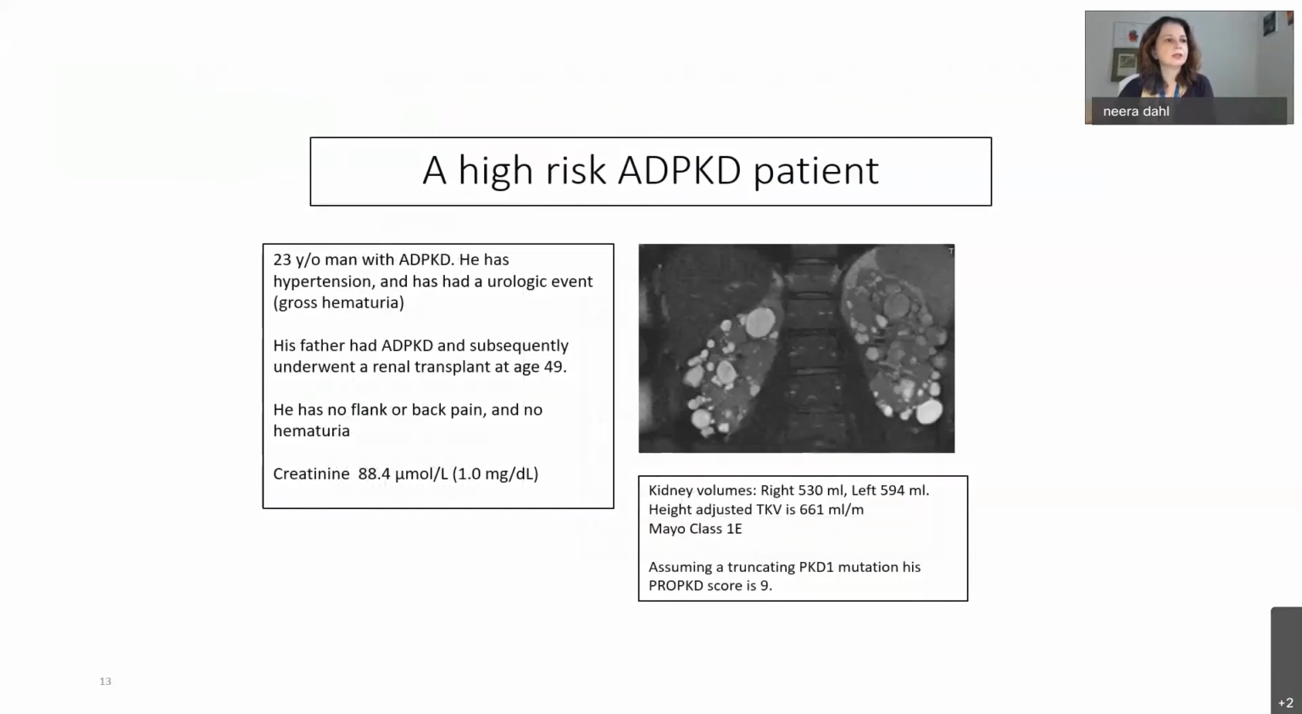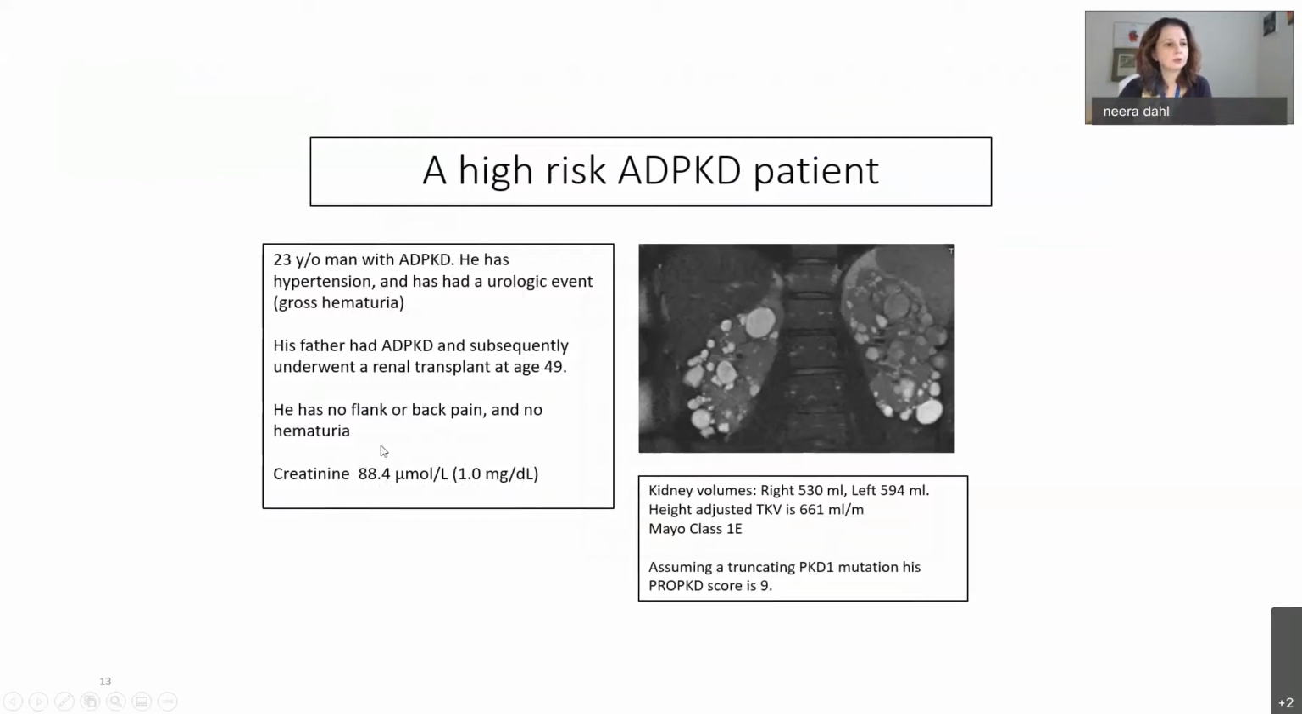So here I'm presenting to you one of my patients who is at high risk of loss of renal function. He's a 23-year-old man and he has ADPKD. He had early onset hypertension and a urologic event. He had gross hematuria as a teenager. His father had ADPKD and underwent a transplant at the age of 49.